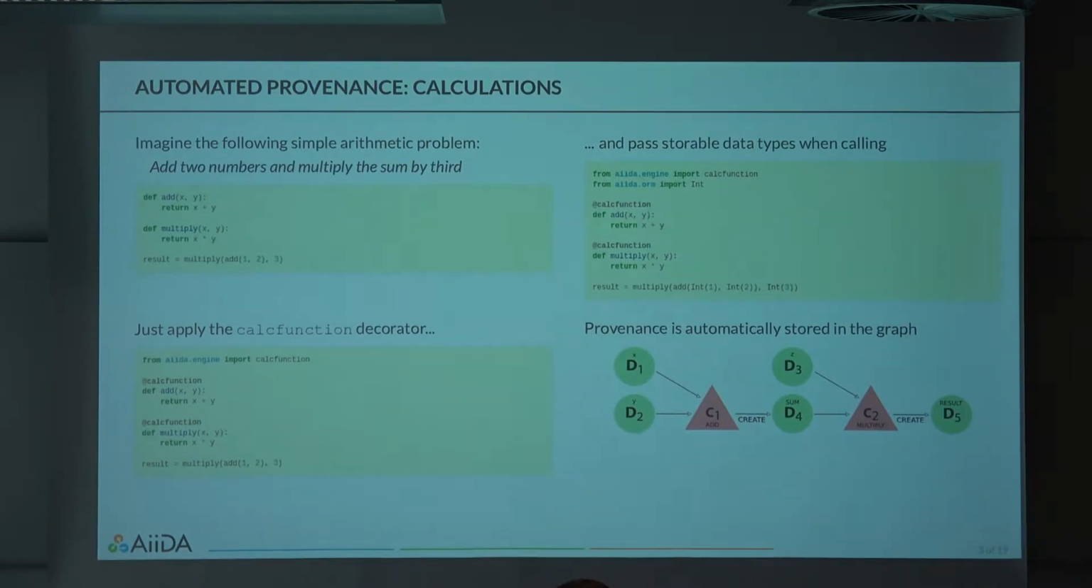So, but now, of course, this is a toy example, and not all our code is as simple as that. It's not implementable in Python. We have DFT codes that are external binaries, and we also somehow want to run them through AiiDA and keep the provenance. So how do we do this?